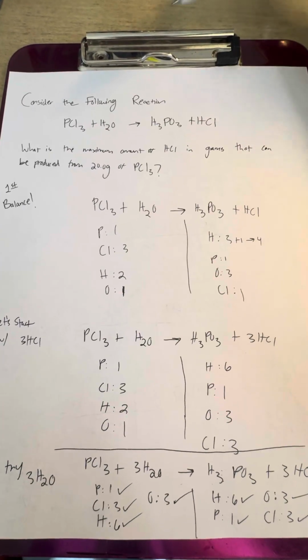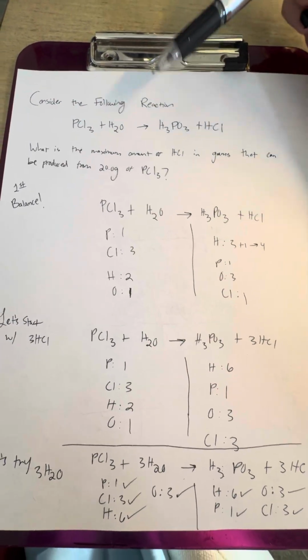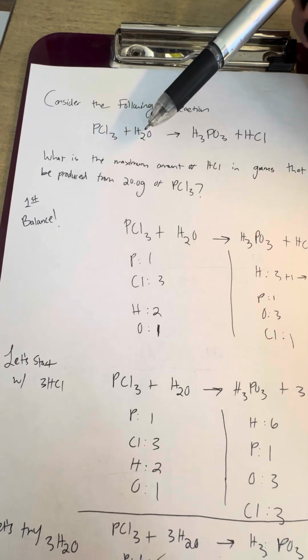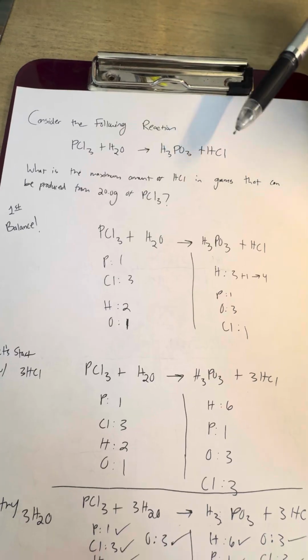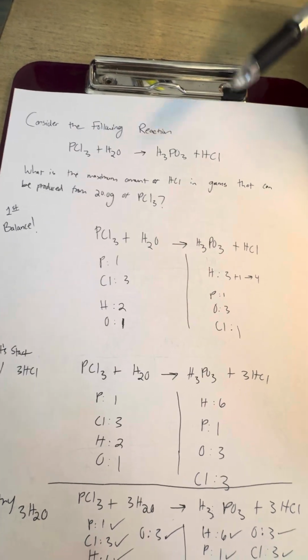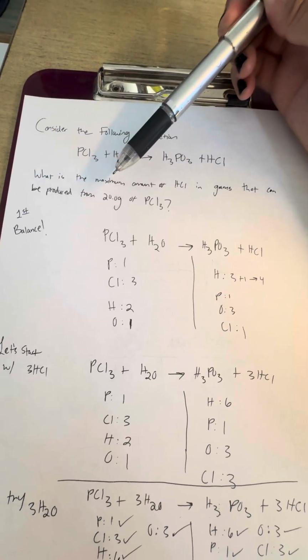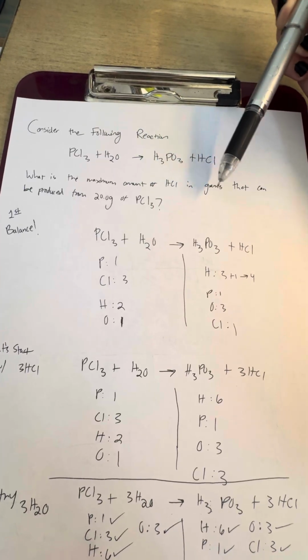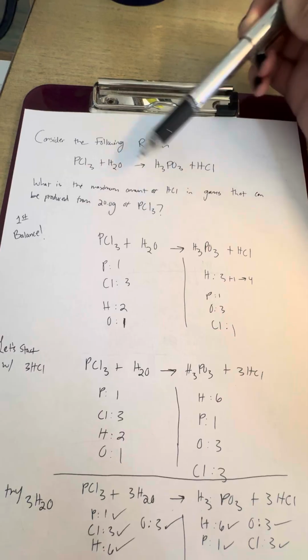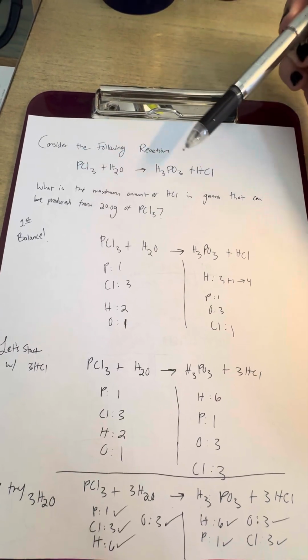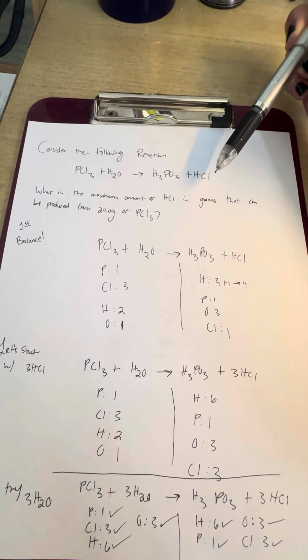Okay, in this problem, we're given the following reaction. PCl3 plus H2O will yield us H3PO3 plus HCl. The question stem is asking, what is the maximum amount of HCl in grams that can be produced from 20 grams of PCl3? So 20 grams of PCl3, how much HCl can we yield?